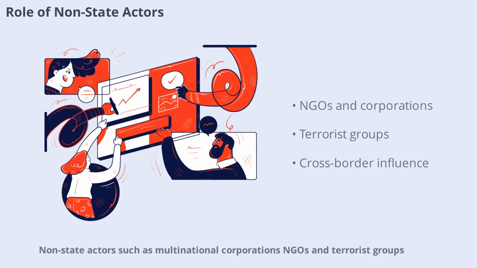Non-state actors such as multinational corporations, NGOs, and terrorist groups also influence geopolitical dynamics. These entities can shape policy, provide aid, or create instability. Their actions often transcend borders, making them important players in the global arena. In this scene, we'll discuss how non-state actors contribute to both conflict and cooperation.